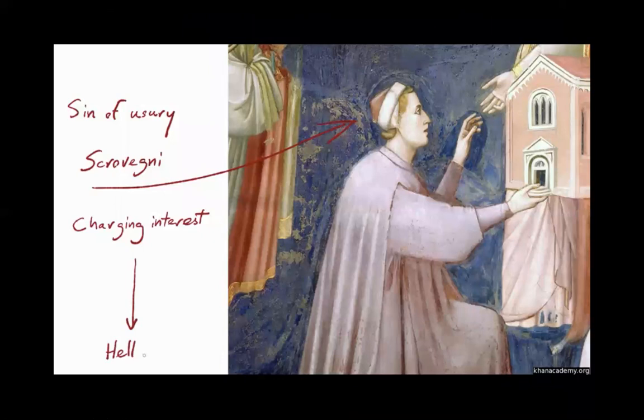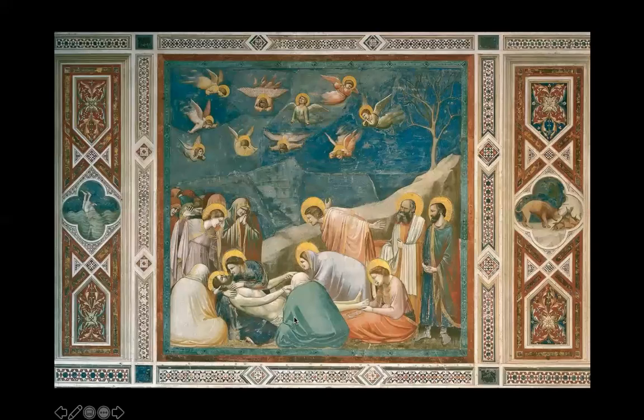Khan Academy has 3 videos just on the Arena Chapel and the paintings of Giotto. This is a screenshot from there, where they talk about the sin of usury, and Scrovegni is painted in the Last Judgment. Charging interest equals going to hell.